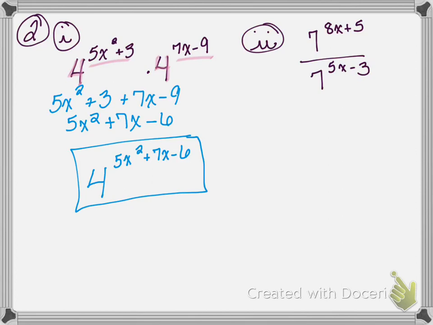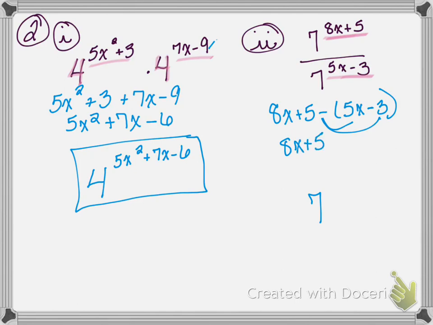Now here, our base is 7, and we are dividing, so our base stays the same. In my answer, I'm going to have a base of 7, but I am dividing these two, so the exponent rule for that means I subtract my exponents. So I'm going to have 8x plus 5, and I am subtracting 5x minus 3. I am subtracting that entire quantity, so I have to distribute that negative. And so I have 8x plus 5 minus 5x plus 3. Okay? And that leaves me with 3x plus 8.